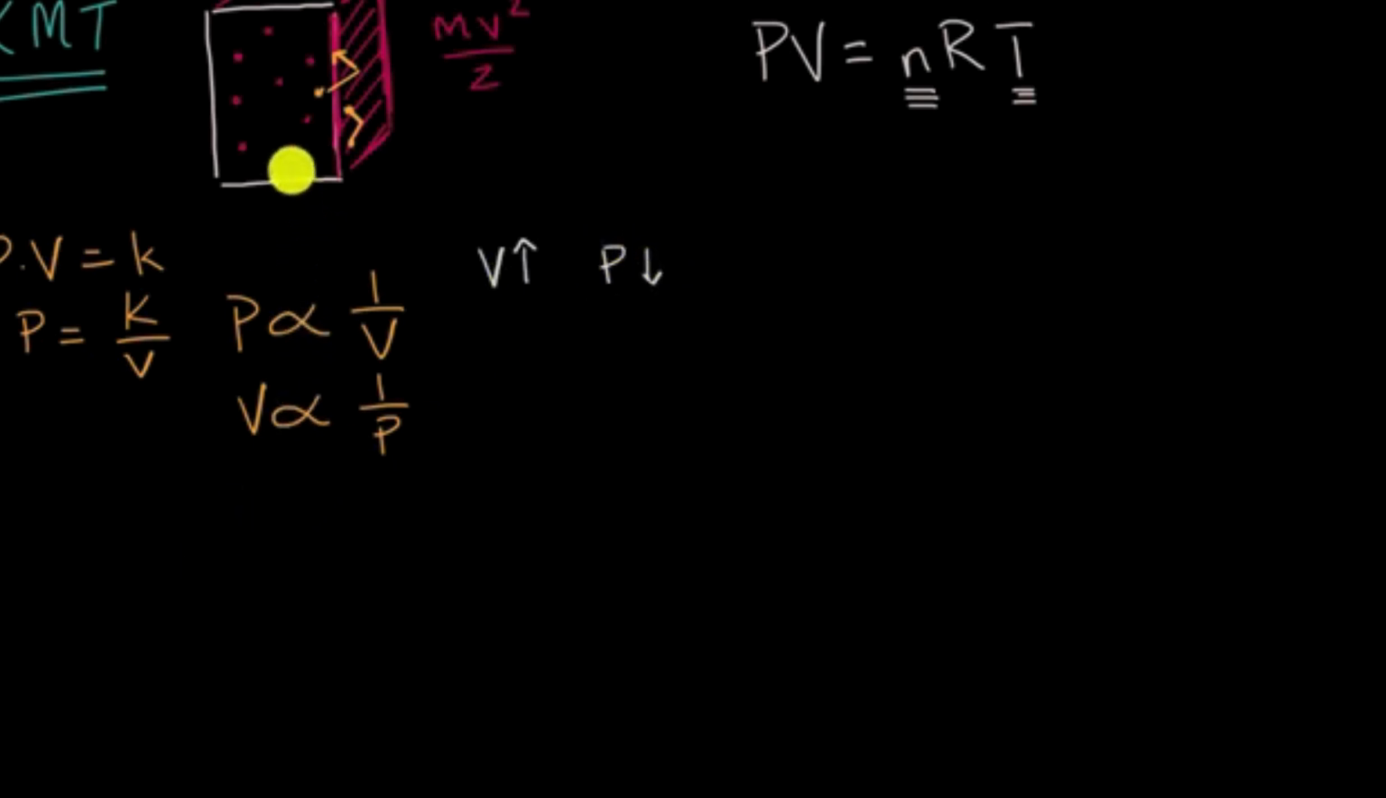And you could think about it the other way. If you make this smaller, that same number of particles with the same average kinetic energy, they're just going to bump into the container that much more often, and that's going to increase the pressure. So volume goes down, pressure goes up. And this relationship, that pressure is inversely proportional to volume, or vice versa, if you hold everything else constant, that's often known as Boyle's law.